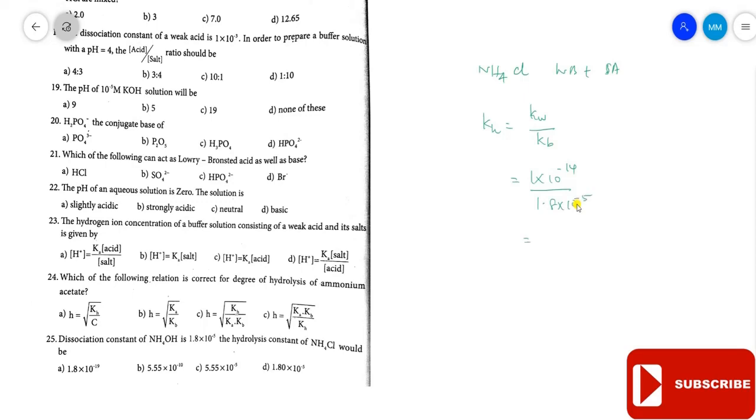So this is approximately 10 to the power of minus 9. Here 1.8 may not be the answer. So this is 0.55 into 10 power minus 9, otherwise it is 5.5 into 10 power minus 10.